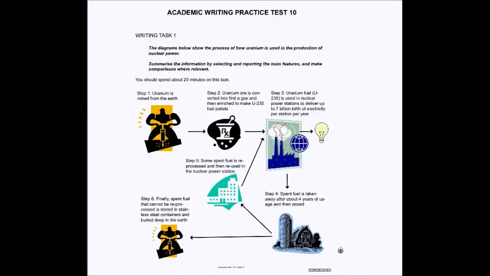And here's an example of a process and a cycle. Processes and cycles are a lot less common than the pie chart or the bar chart or the line graph. However, you still need to be prepared for them. So, this process here then shows how uranium is used in the production of nuclear power. Starting at the top left-hand picture, just scan the information following the arrows down to the bottom.